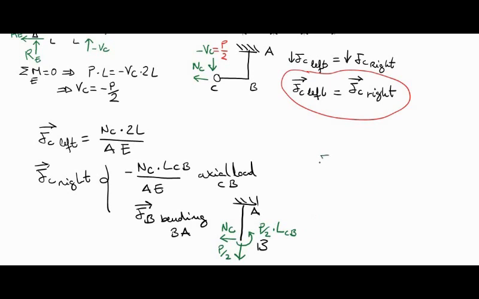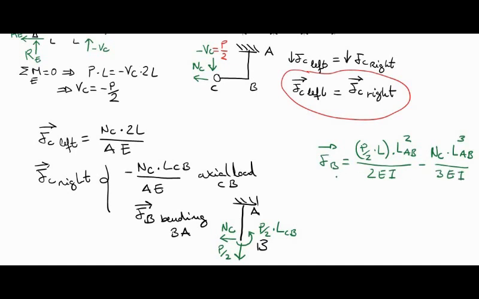So the deflection of B to the right side is equal to P divided by 2 times L, the moment, multiplied by L_AB squared divided by 2EI, minus the effect of N sub C, that is to displace B to the left side, so minus N sub C L_AB cubed divided by 3EI.